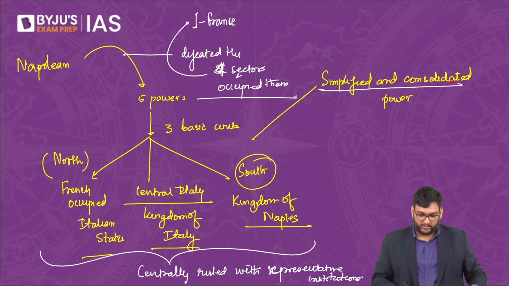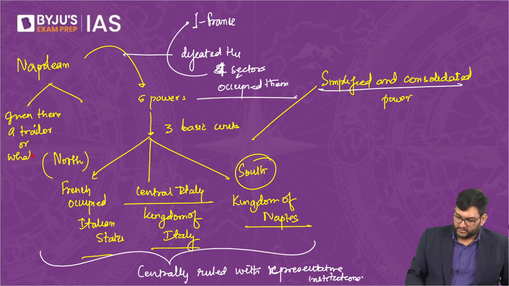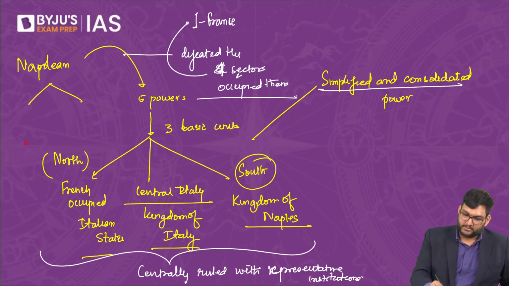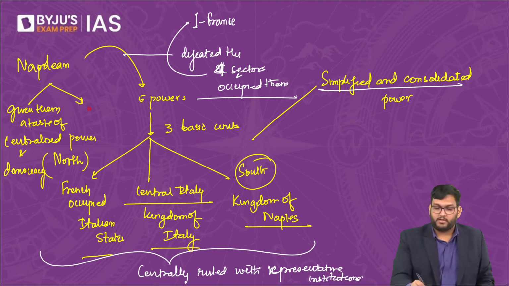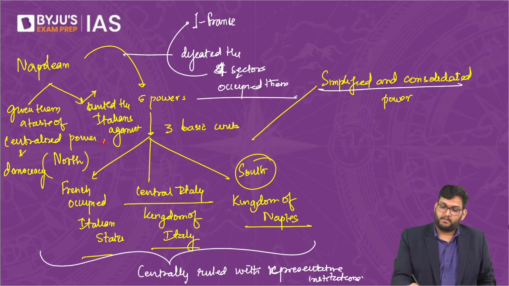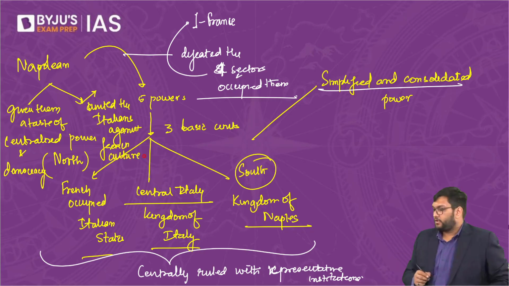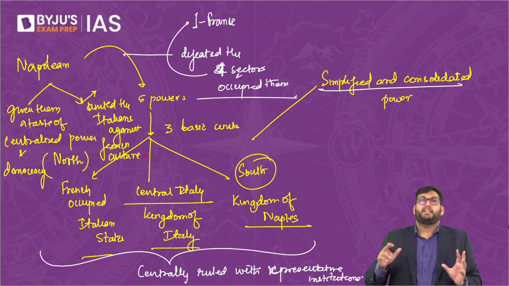So what Napoleon has done, whilst in Germany he consolidated this sector, in Italy he has done 2 things. Napoleon has given them a taste of centralized power and democracy. And on the other hand, he has also united the Italians against French culture. So very simply, Napoleon again is a very important personality in this story.